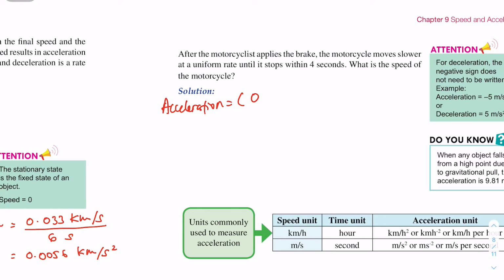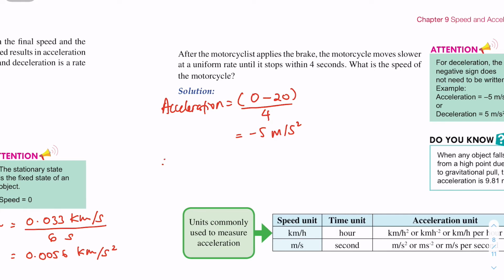Okay, sebab tu final speed dia adalah kosong. Minus initial speed kita tadi adalah 20 kan. Then divide by in how many seconds? 4 seconds. So kita ada negative 20 divided by 4 is negative 5 meter per second square. So don't worry kalau jawapan kita negatif. This negative actually bermaksud dia semakin perlahan, decelerate.